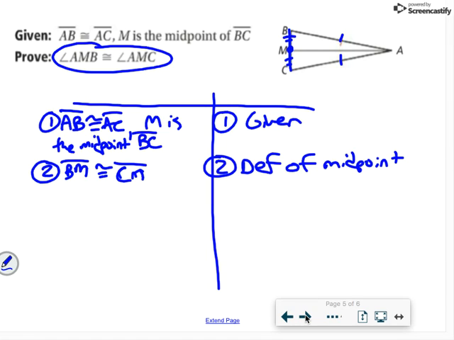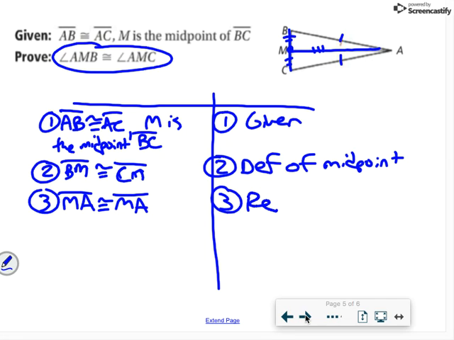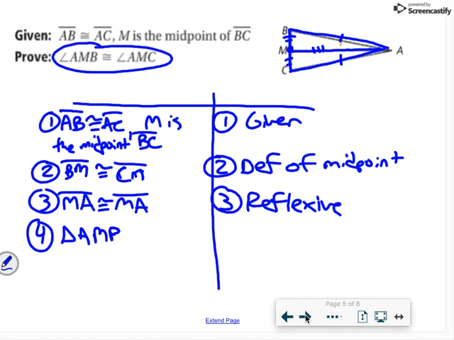The other thing we can do here is a reflexive step. This is going to be a side-side-side proof. We haven't seen that in a while. But we have MA would be the same as itself by reflexive property. And what we have then are three pairs of congruent sides in these triangles. So I have side-side-side congruence. So let's write our congruent statement that would normally be our last step. AMB would be congruent to AMC. The reason that they're congruent is side-side-side.